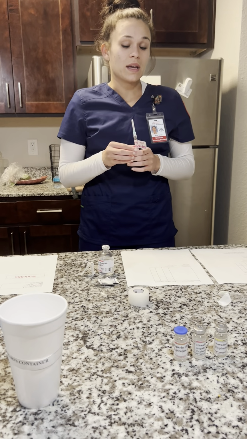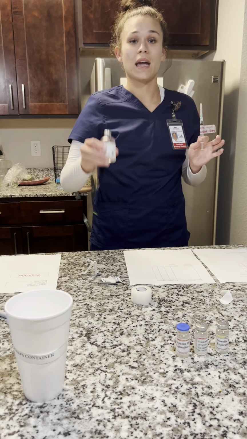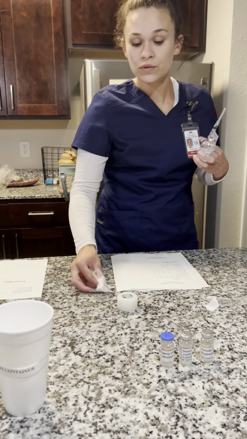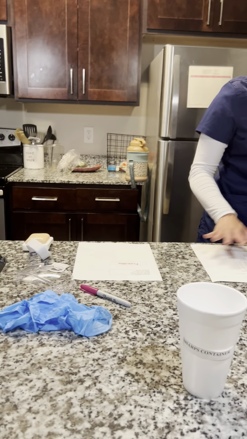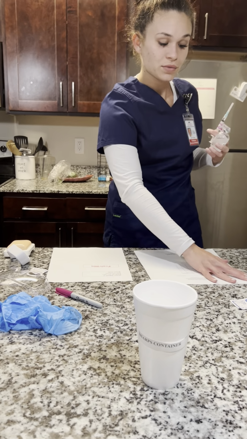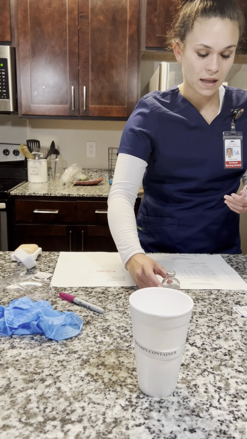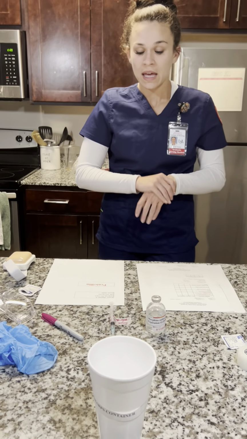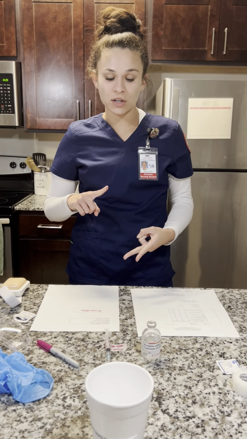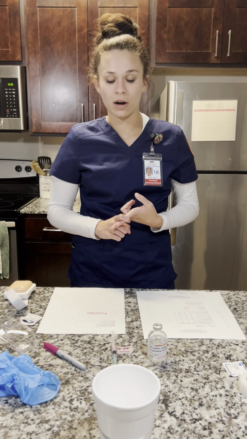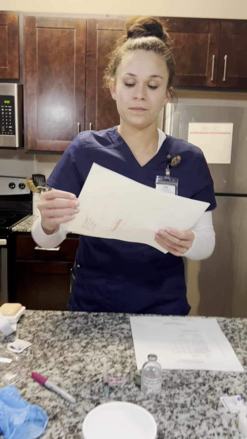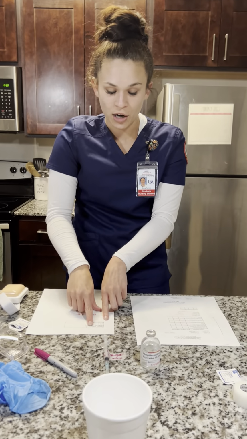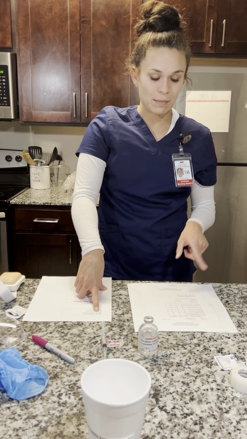Now what I'm going to do is take my syringe, my vial, and my MAR and move to the patient's room. So into the patient's room now. I'm going to set this down first. I'm going to perform hand hygiene, and then I'm going to identify the patient using the 2 identifiers on the armband, which is right here, and also with the allergy band as well. So Jaguar J. Jones, and this is matching up to the MAR.